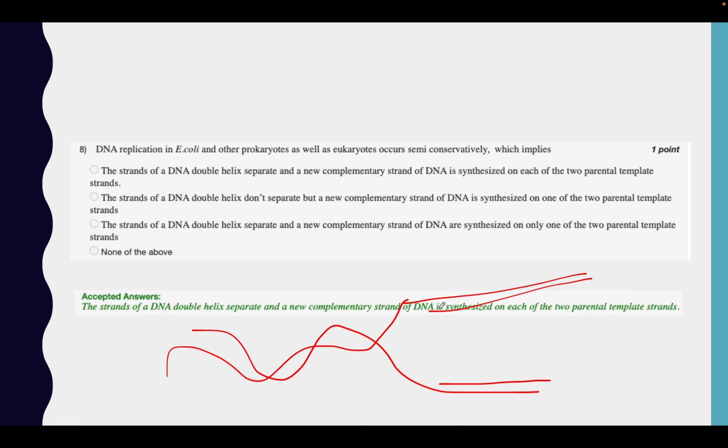Like on one it is regular and on the other it is Okazaki fragments, which are finally sealed with the help of DNA ligase. And the strands of the DNA double helix separate and a new complementary strand of DNA is synthesized on each of the two parental template strands. Okay, so this DNA replication process occurs semi-conservatively. This implies this.